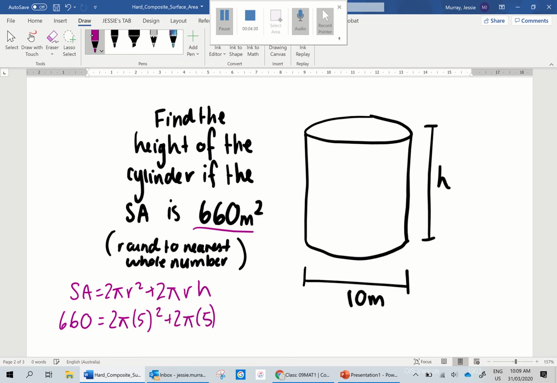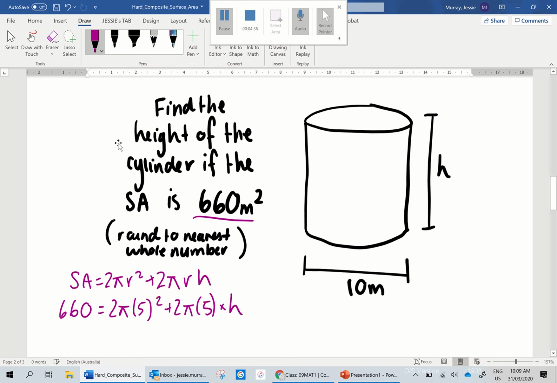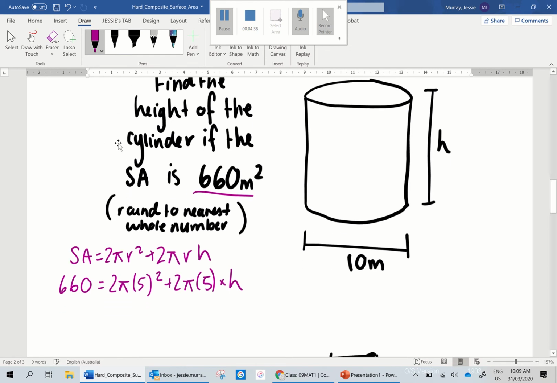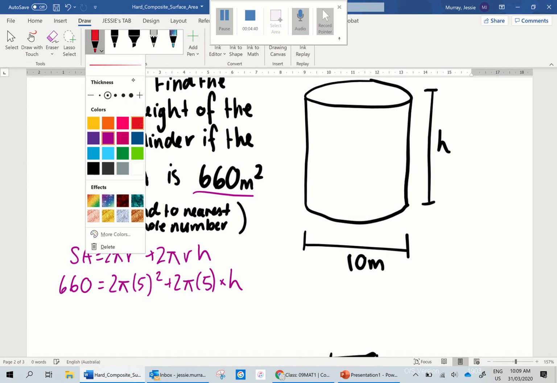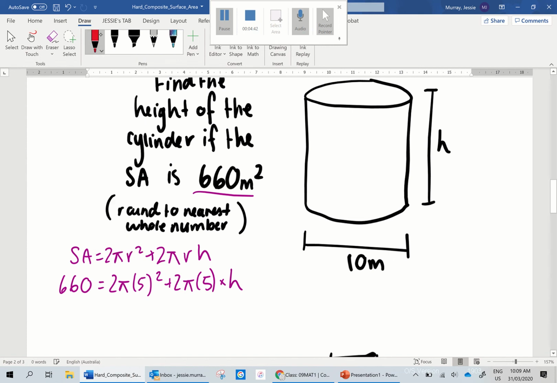What I don't know, and what they want me to find, is my height, so I leave it as h, or you could make it x if you wanted to as well. All right, now the next thing you can think about is, this whole number, I could put it in and get a decimal if I wanted to. I could actually, and the better students would notice this, 2 times 5 squared is 25, gives me just 50 pi.